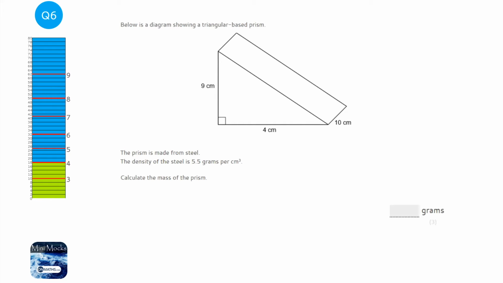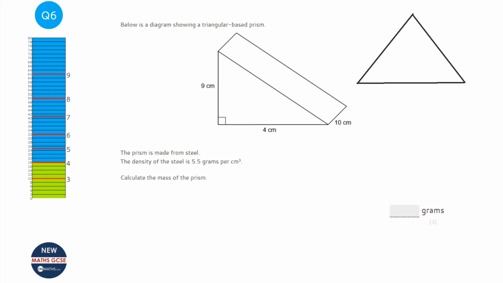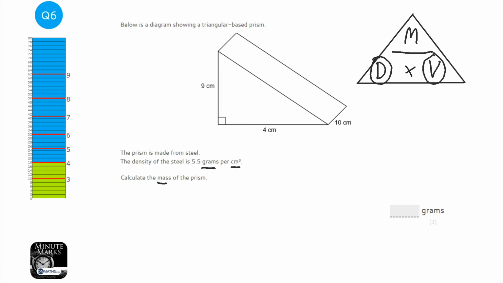The triangle we need to remember for this question is density equals mass over volume. You could have worked it out from the question, because it says grams, which is mass, per centimeters cubed, which is volume. Per means over, so it would be mass over volume. We need to work out the mass. At the moment we have the density, but we haven't got the volume. So the first thing I need to do is work out the volume of the prism.